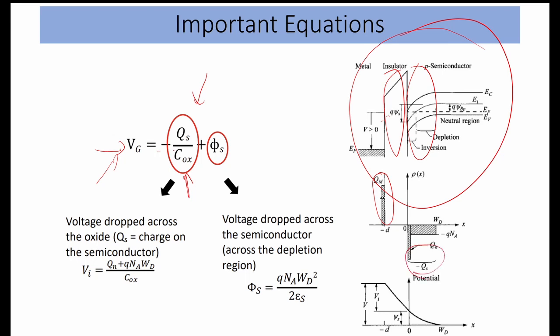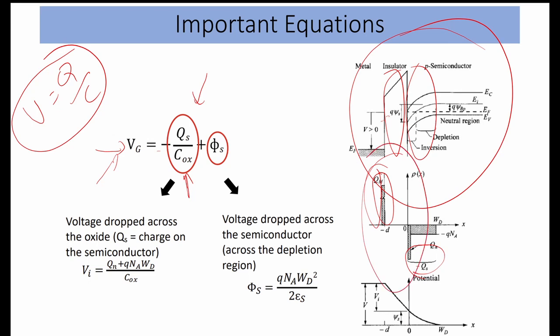Okay, this minus, and V is equal to Q by C. The voltage is equal to Q by C for the parallel plate capacitor. This is nothing but the parallel plate capacitor only. So this is equal to minus Qs by Cox.